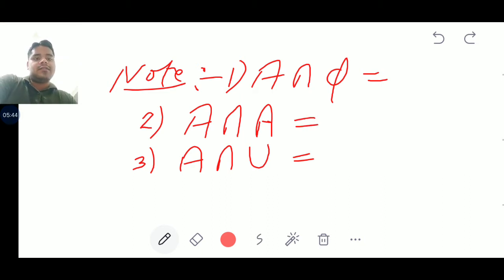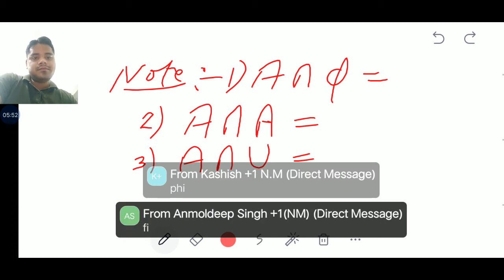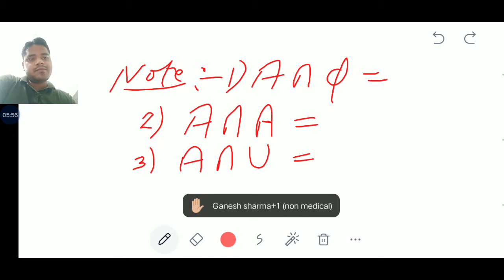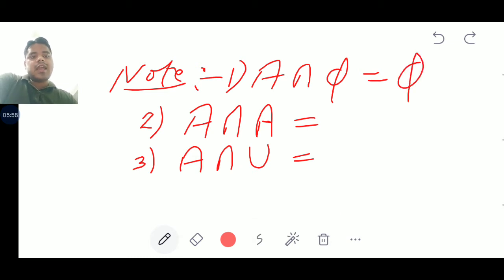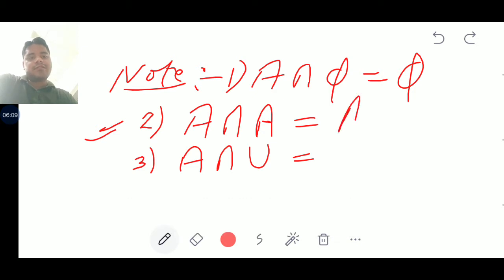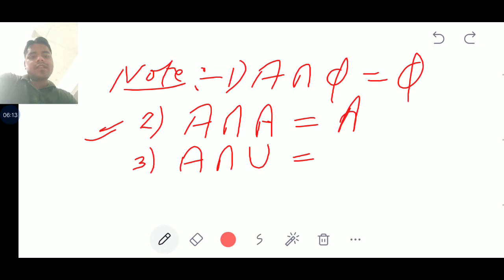First का आंसर क्या आएगा? What is the value of first, A intersection phi? Very good. First answer is phi. A intersection A. What is the value of second? The set itself. Yes.